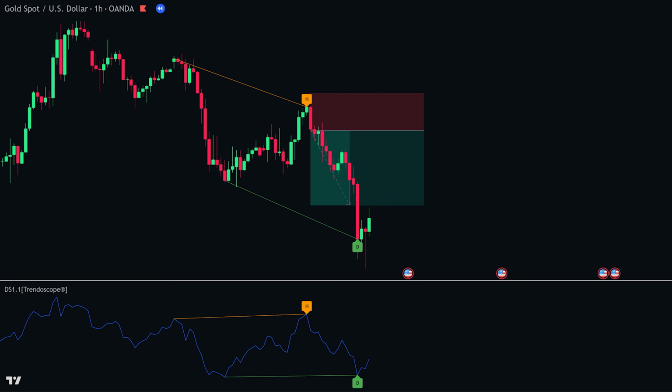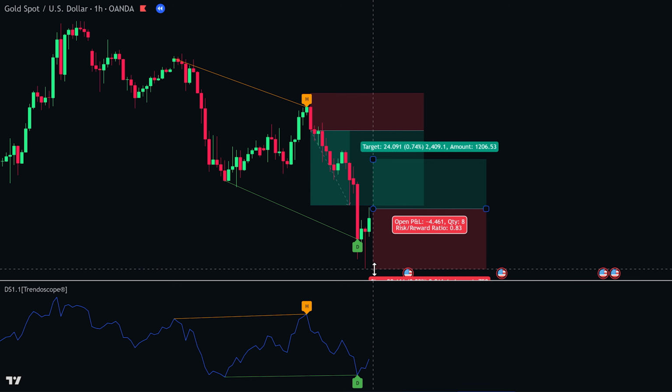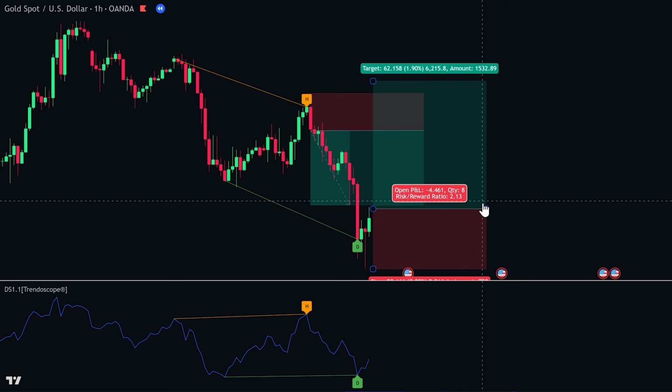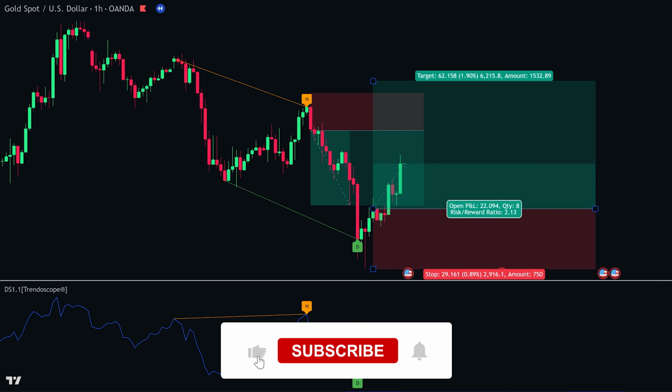As soon as the next bullish candle appears, that gives us confirmation to enter a buy trade. Place your stop loss just below the recent low, the divergence level. Then aim for a 1-to-2 risk-to-reward ratio. Let the trade run, and as we can see, price eventually reaches the profit target.